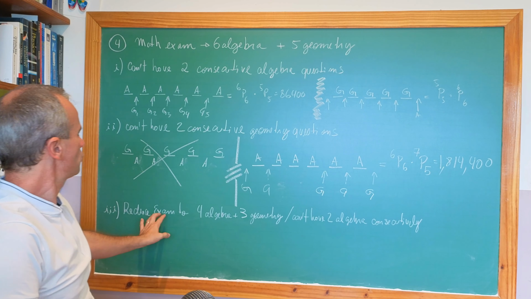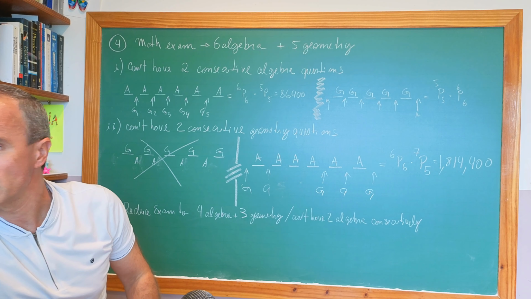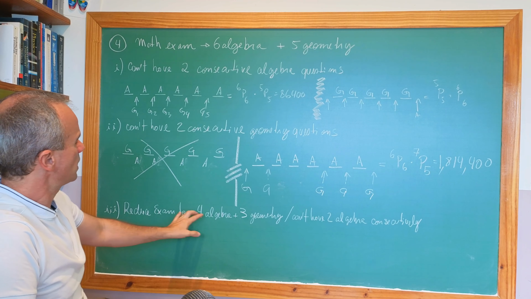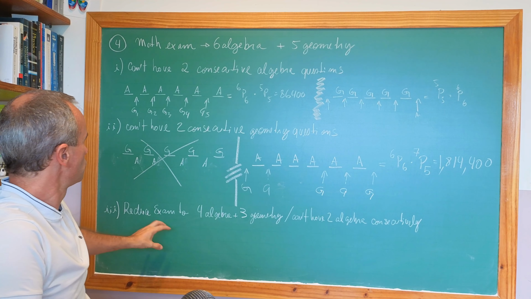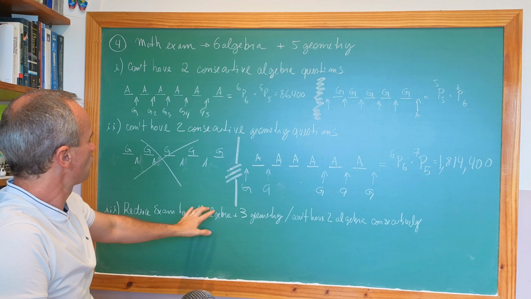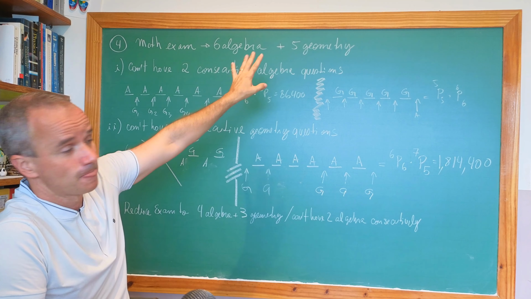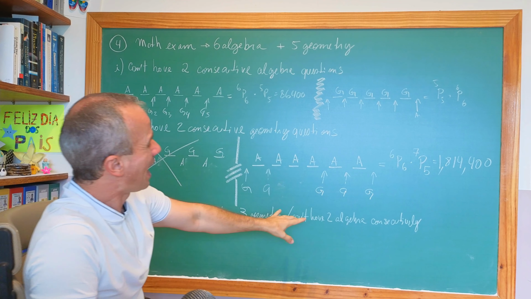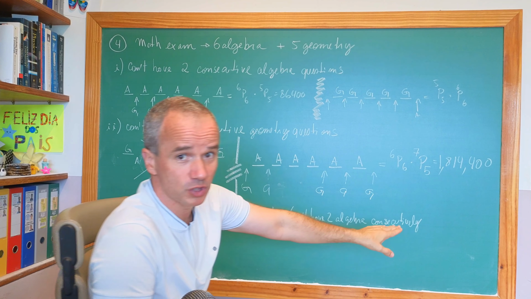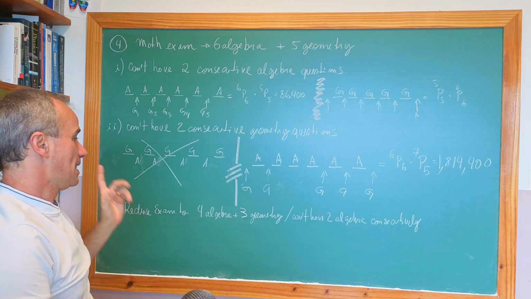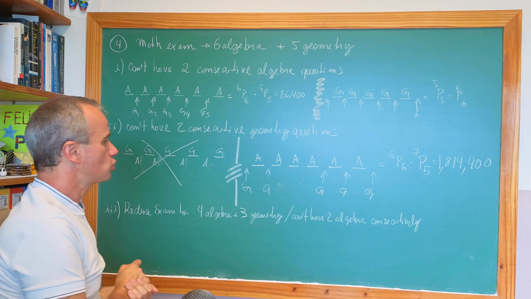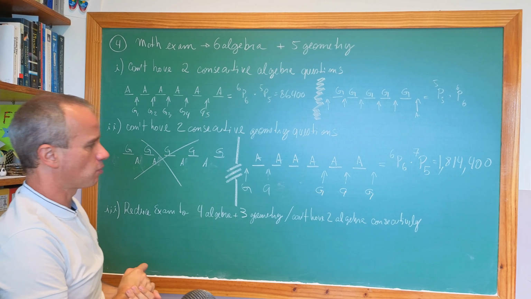Now, I'm going to reduce my exam to, let me see the time. Okay, good. So I'm going to reduce the exam. I don't want the video to be too big. I want to reduce the exam to 4 algebra and 3 geometry. So only 7 questions. I have 11. So something is going to happen. Now, I cannot have 2 algebra consecutively. So they cannot be together. The algebra can't be together. So I'm going to be on the safe mode, right?